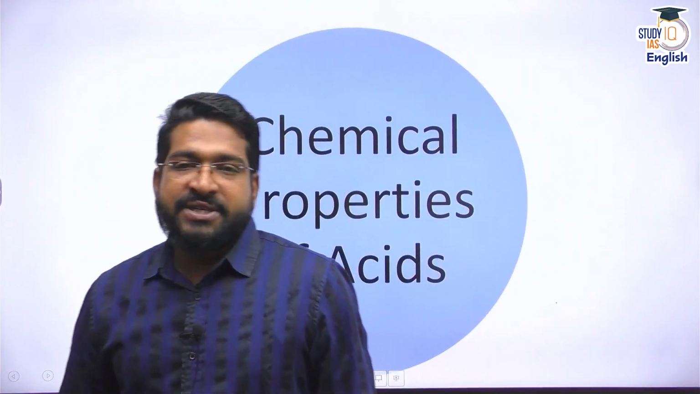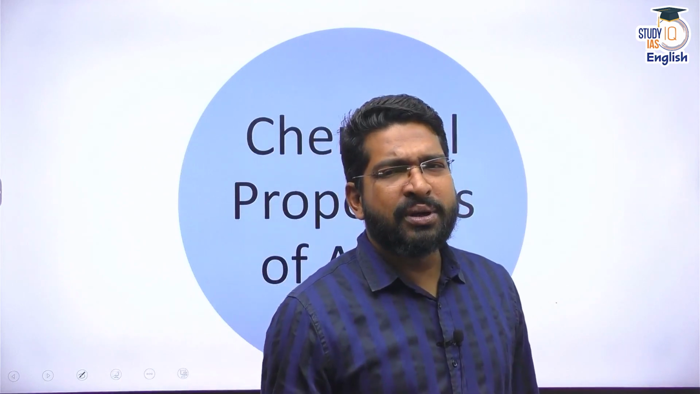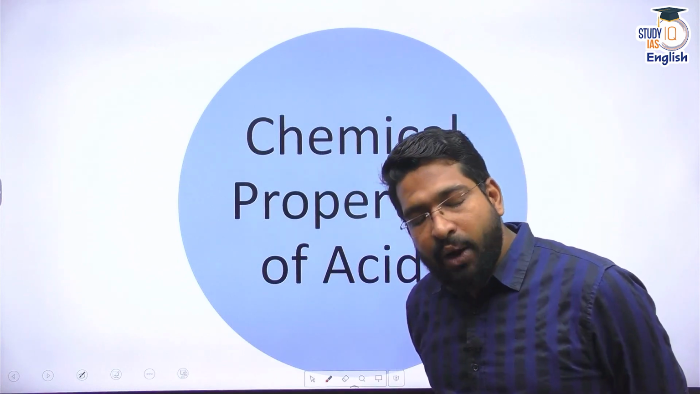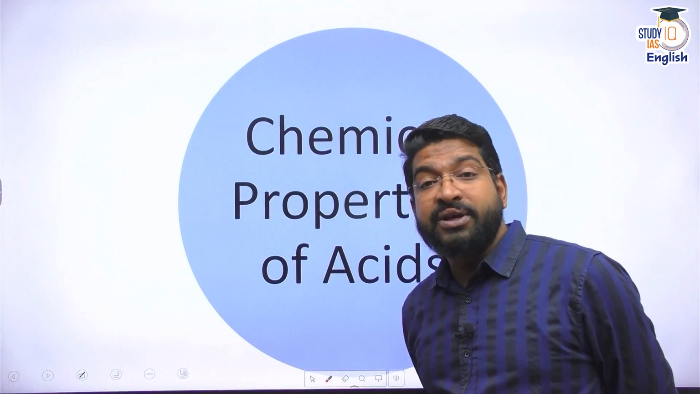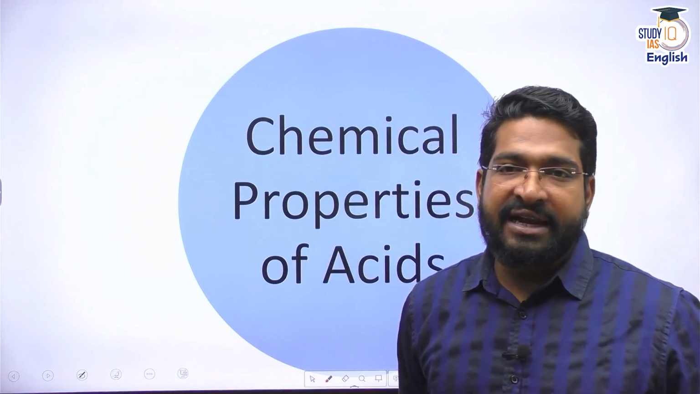Now, since we established the idea of acids and bases and indicators, let's now talk about chemical properties of acids. Right. Acids, how do they react with metals? How do they react with metal oxides? How do they react with carbonates? Common compounds that we find in our everyday life.